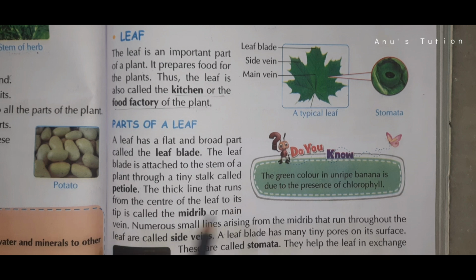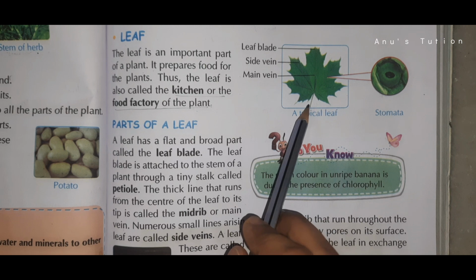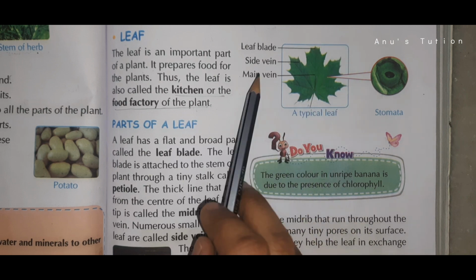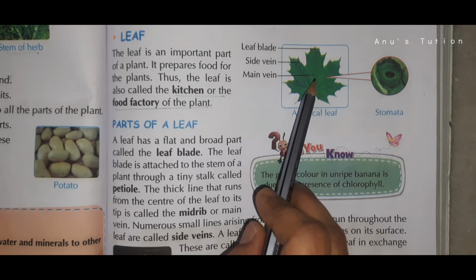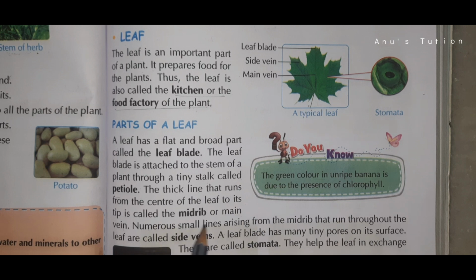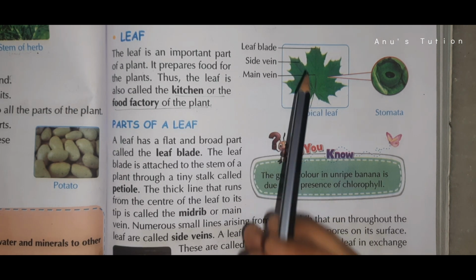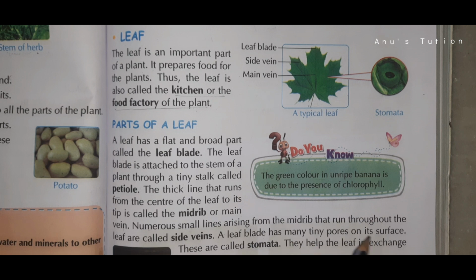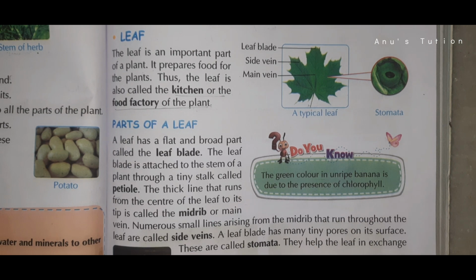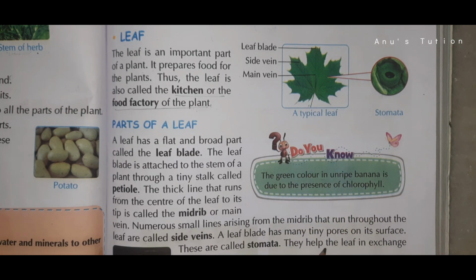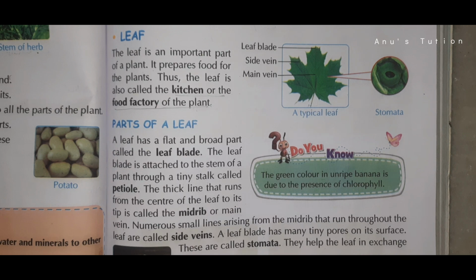Main vein. See, this is the thick line that runs from the center of the leaf to its tip. This is called a midrib or main vein. Numerous small lines arising from the midrib that run throughout the leaf are called side veins. A leaf blade has many tiny pores on its surface. These are called stomata. See, this is a stoma in the middle of the leaf. They help the leaf in the exchange of gases.